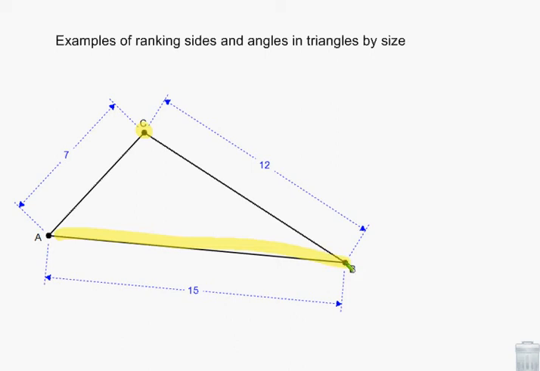We can take any two sides, but in a scalene triangle, when they're all different, you can just compare them all together. The exceptions come in triangles like isosceles and equilateral, where you can only compare two at a time. But this is a nice scalene one. We can see that side AB is the biggest side, and that means angle C, because it's opposite side AB, is the biggest. So we're going to go biggest to smallest, and angle C comes first.